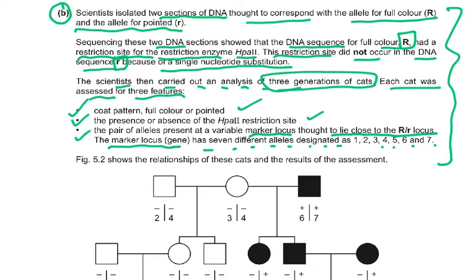The pair of alleles present at a visible marker locus thought to lie close to it, and the marker locus gene has 7 different alleles, 1 to 7. Now let's look at this chart which they have given you.